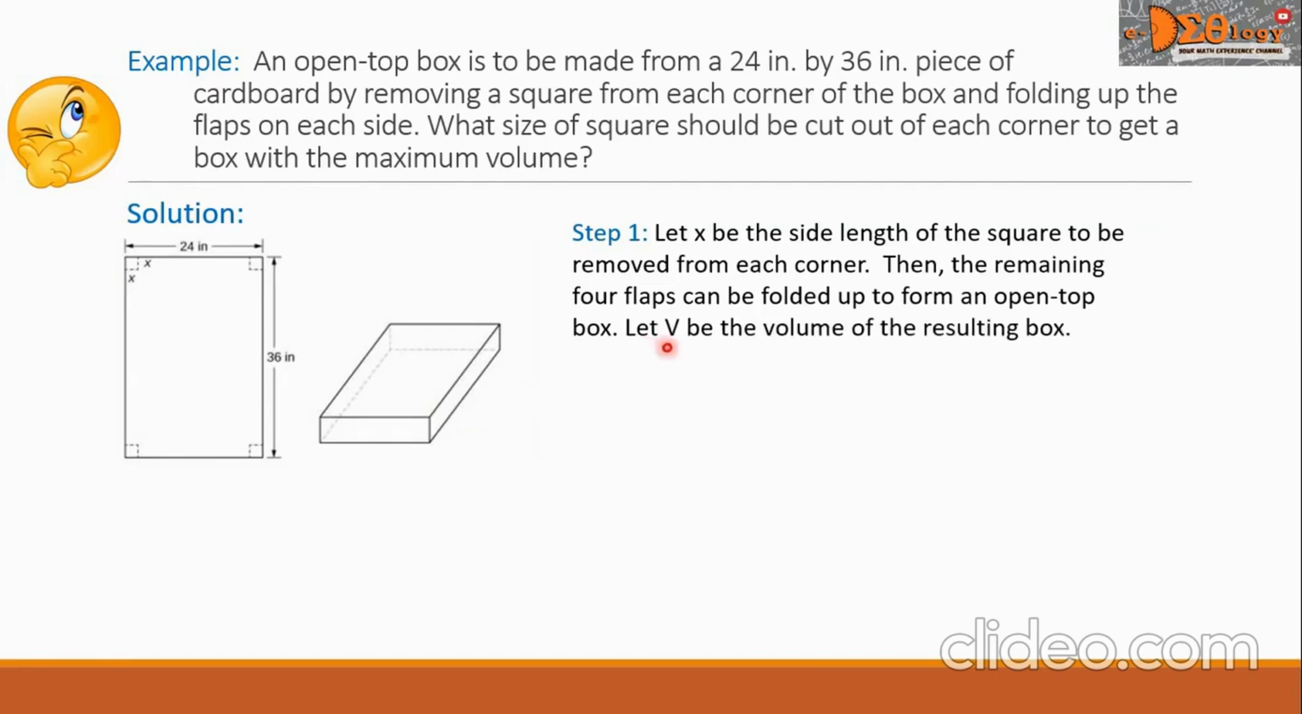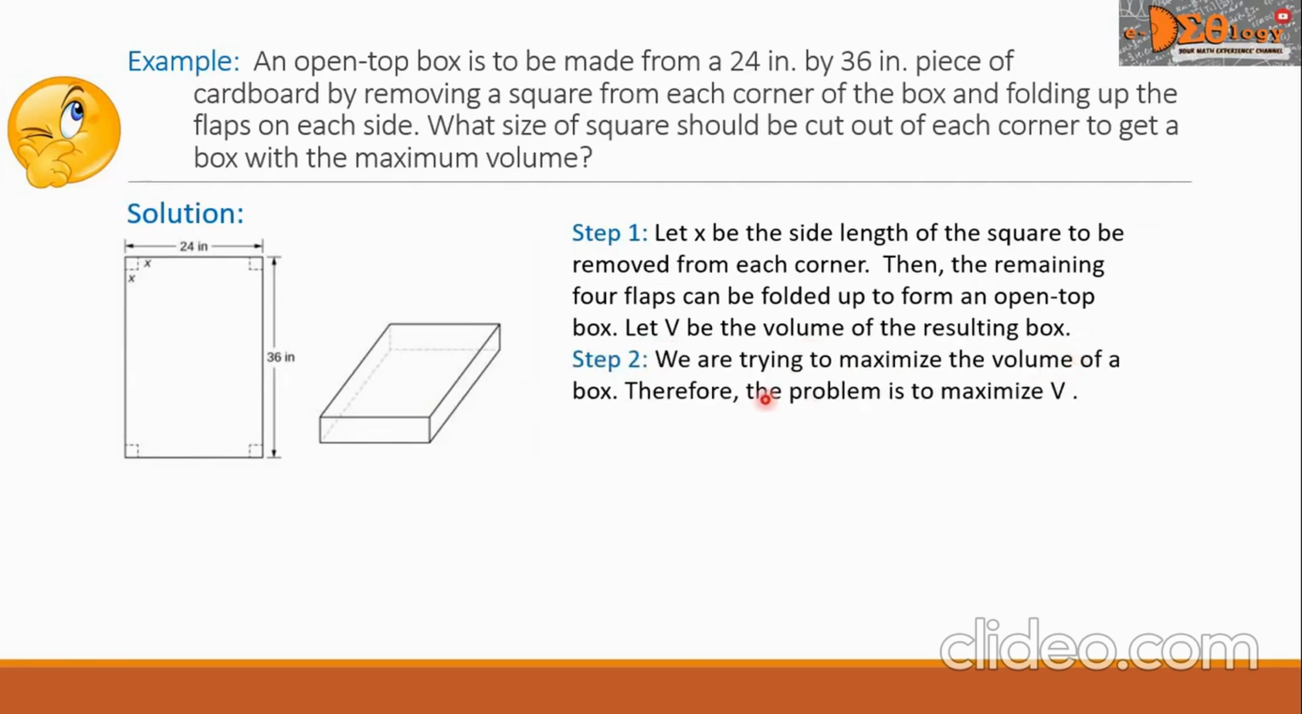Let capital V be the volume of the resulting box. Step 2. We are trying to maximize the volume of a box. Therefore, the problem is to maximize V. Step 3. Let us write the formula of the volume of a box. V, or the volume, equals length times width times height.